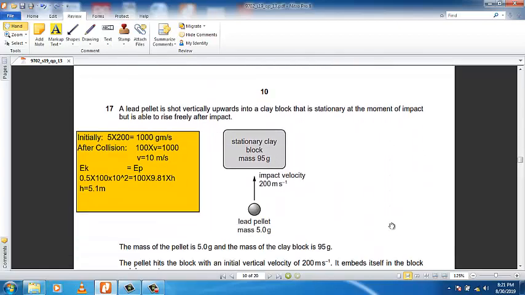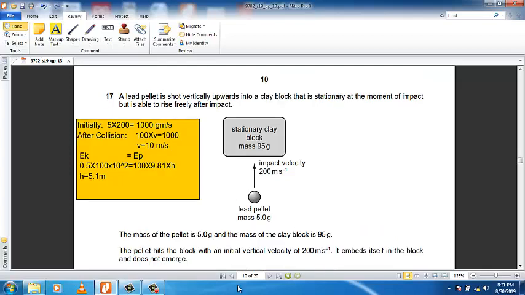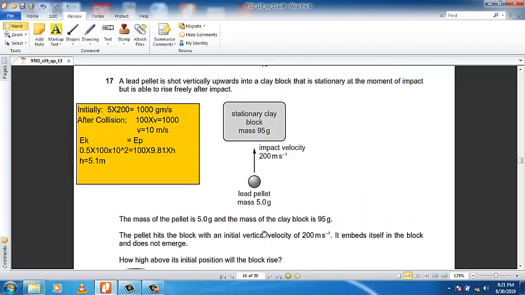Question number 17 says, a lead pellet is shot vertically upwards into a clay block that is stationary at the moment of impact but is able to rise freely after impact. The mass of the pellet is 5 grams and the mass of the clay block is 95 grams. The pellet hits the block with an initial vertical velocity of 200 meters per second. It embeds itself into the block and does not emerge. How high from its initial position will the block rise? So it's basically asking you for the height to which it will rise.